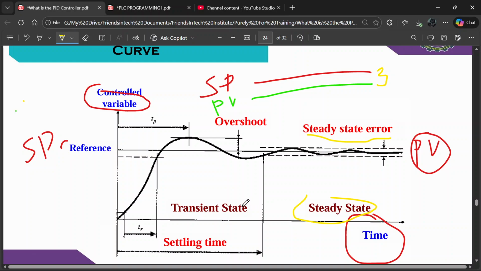So this lesson is very important if you really want to program or configure PIDs in TIA Portal.